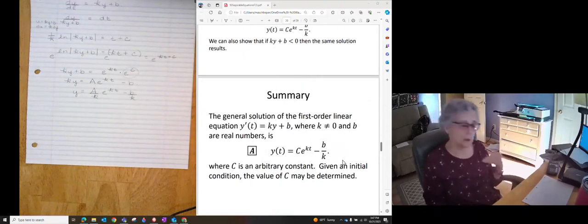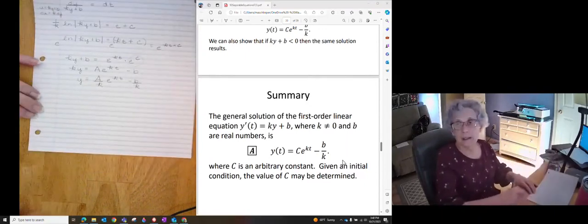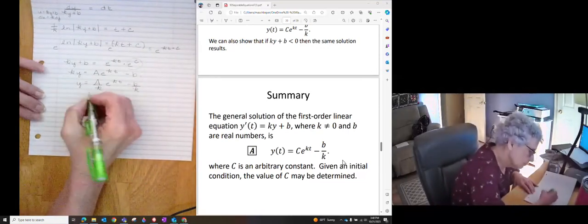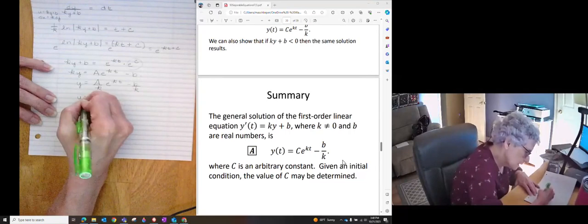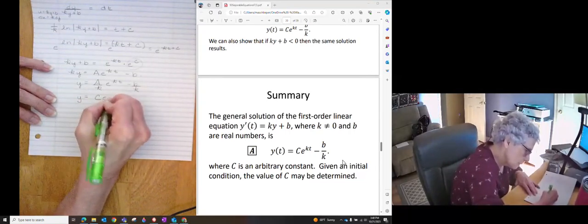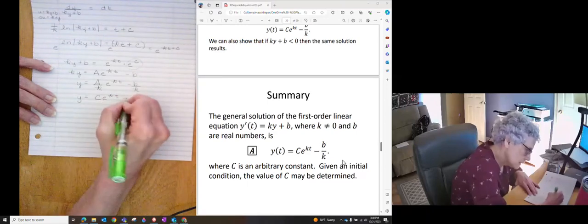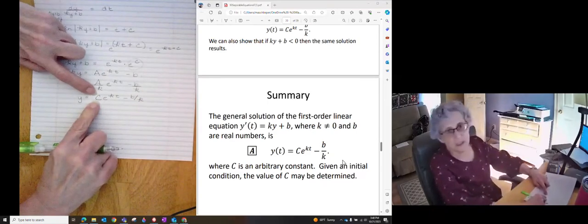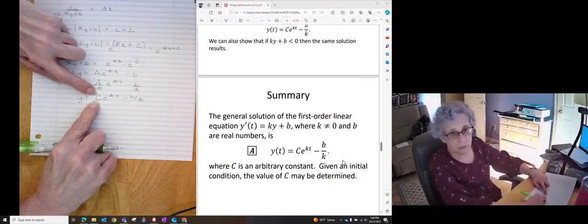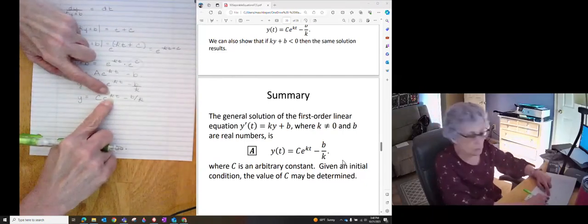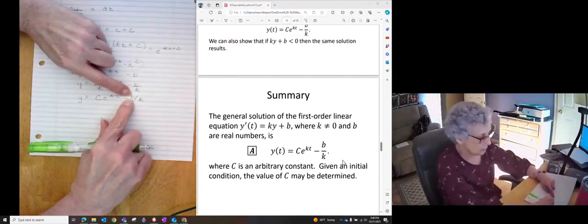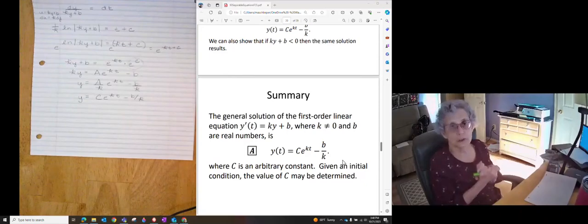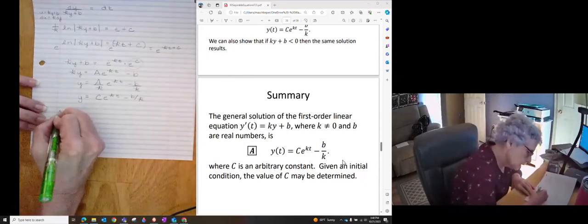So, anytime you have a linear first-order separable differential equation, let's rewrite this here as y equals C e to the kt minus b over k. C is just some unknown constant. We don't know what it is. K and B come from our original differential equation.